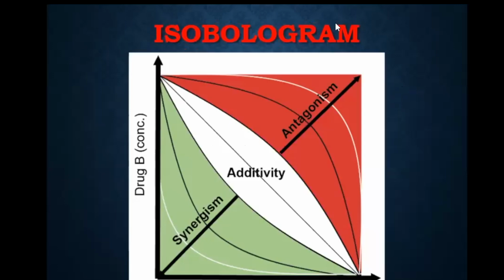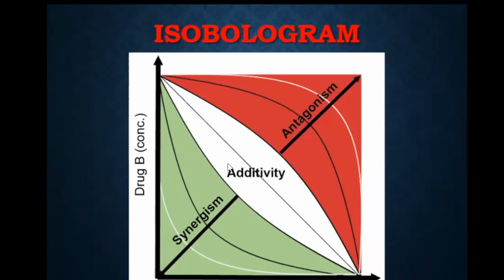So this is the isobologram. An isobologram is a graph that shows drug-drug interaction. So we have a drug A and drug B. If it's additivity, you can see when you give drug B at 50% and drug A at 50%, it still reaches the middle. So it's 1 plus 1 is 2.